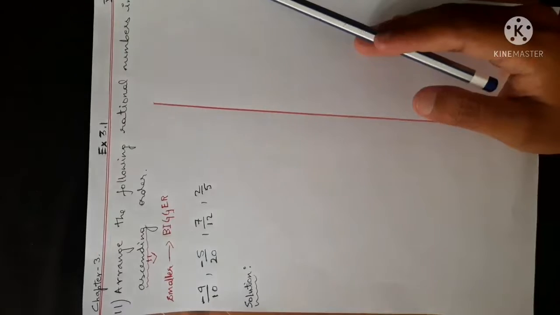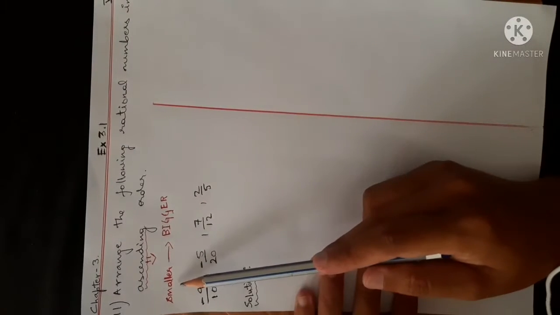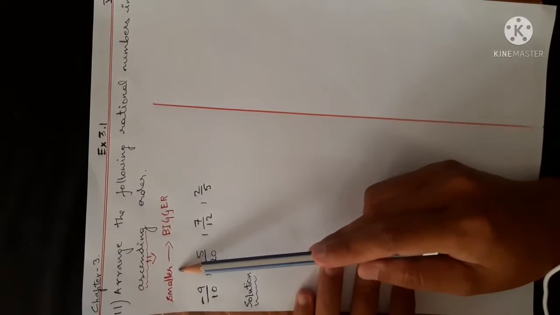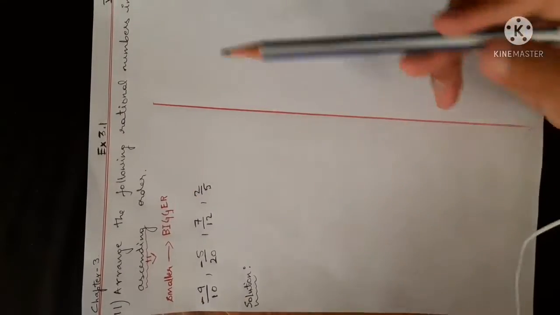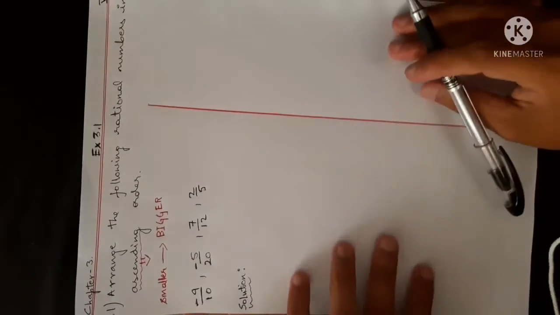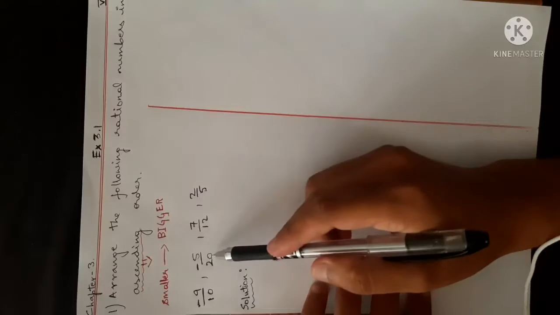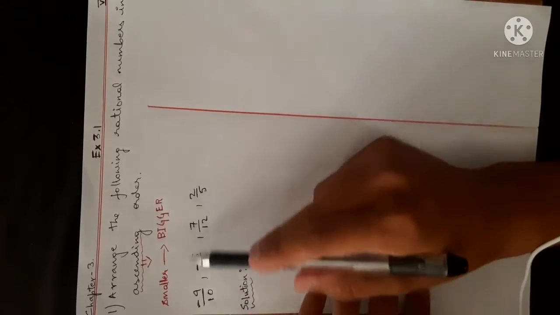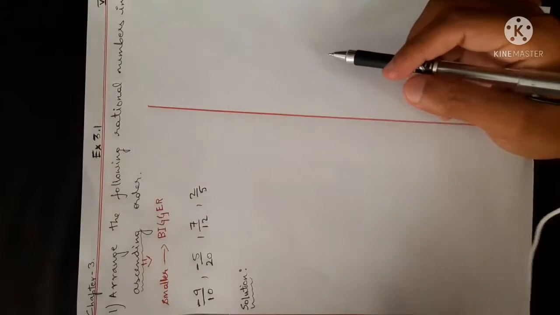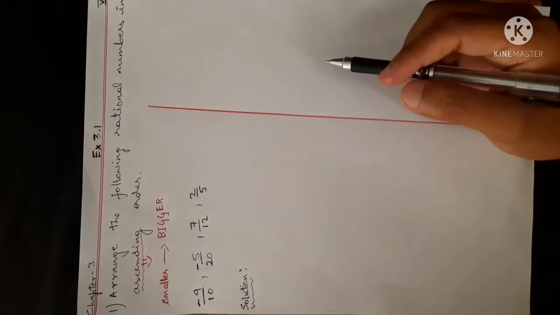What do you mean by ascending order? Ascending order means we have to arrange first the smallest, okay? And then we go from smallest to biggest. So here are the rational numbers: minus 9 by 10, minus 5 by 20, 7 by 12, and 2 by 5. By looking at these rational numbers, we don't know which is greater, which is the smaller, isn't it?